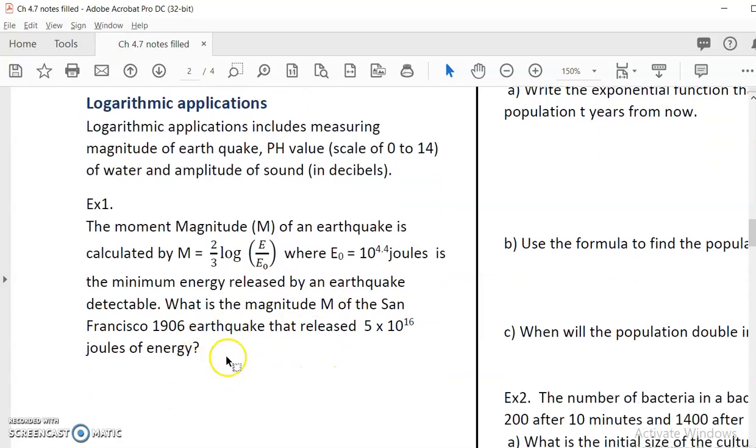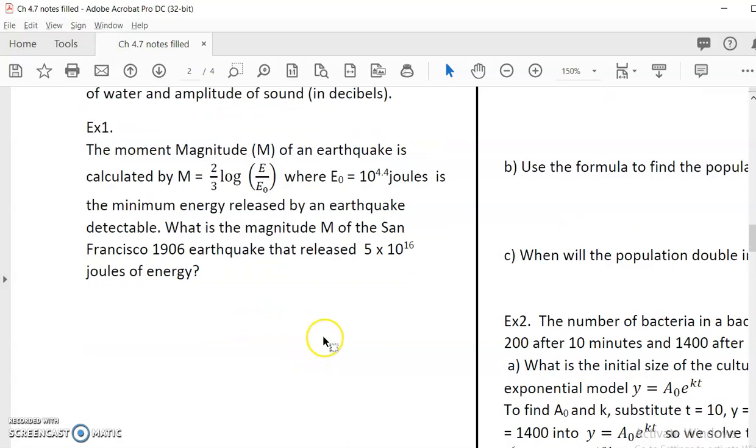In the 1906 San Francisco earthquake, the earthquake released 5 times 10 to the 16 joules of energy. These are very big numbers represented in scientific notation, order of magnitude of 16. So how do we talk about it?